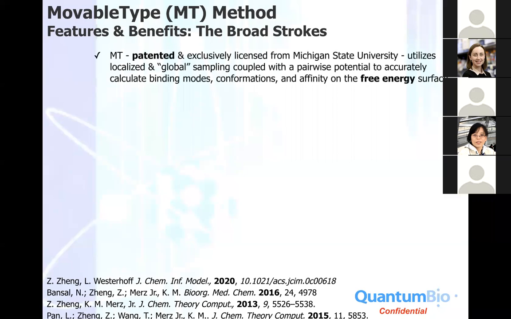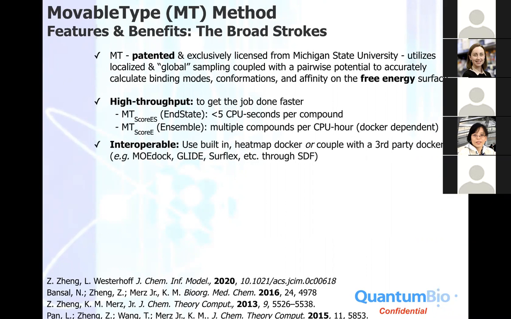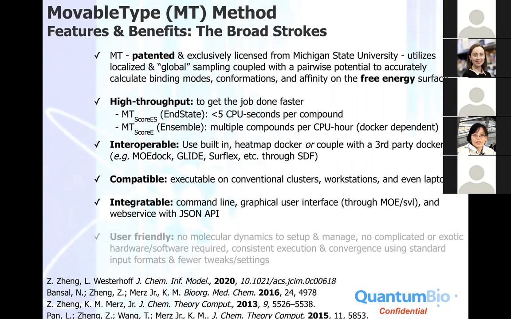In terms of the broad strokes, the method itself was licensed from Michigan State University, out of Kenny Merz's group. It utilizes a mixture of both localized sampling and global sampling. That's really the key benefit: instead of running a whole lot of dynamics, although you could take dynamic snapshots, which is something we're beginning to experiment with, we go through a standard docking process to sample coordinates, and then do this localized sampling that I'll touch on in a minute.